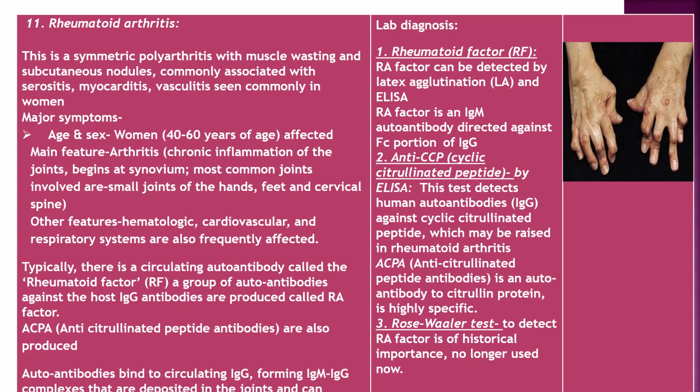Lab diagnosis: rheumatoid factor. RA factor can be detected by latex agglutination or ELISA. RA factor is an IgM autoantibody directed against the Fc portion of IgG. Anti-CCP, cyclic citrullinated peptide, by ELISA: this test detects human IgG autoantibodies against cyclic citrullinated peptide, which can be raised in rheumatoid arthritis. ACPA, anti-citrullinated peptide antibodies, are autoantibodies to citrullinated protein and are highly specific. The Rose-Waaler test to detect RA factor is of historical importance and is no longer used now.